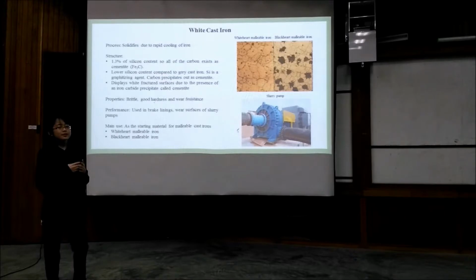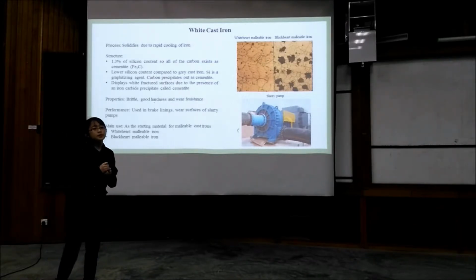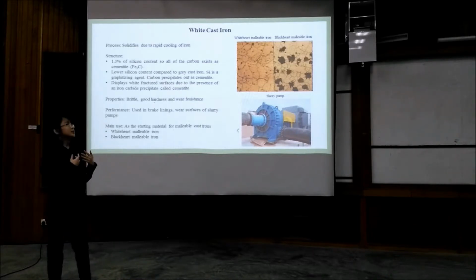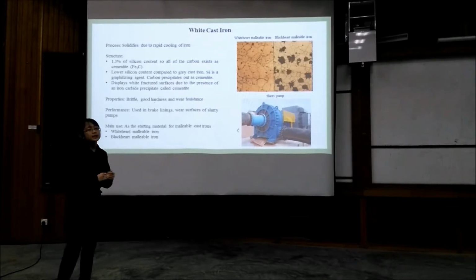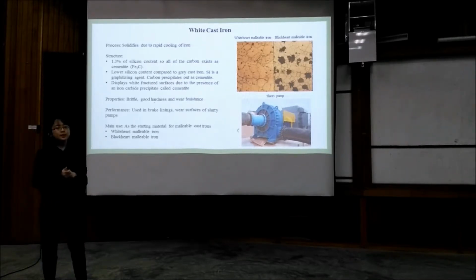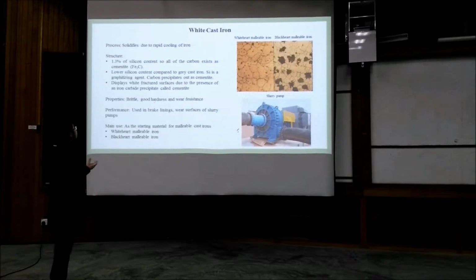Next, by varying the amount of silicon in cast iron as well, you produce white cast iron. White cast iron solidifies due to the rapid cooling of iron. This process is also called chill casting. The structure of white cast iron is that it has 1.3% silicon content. This is a drastic difference from the grey cast iron. And the remaining carbon exists as cementite.